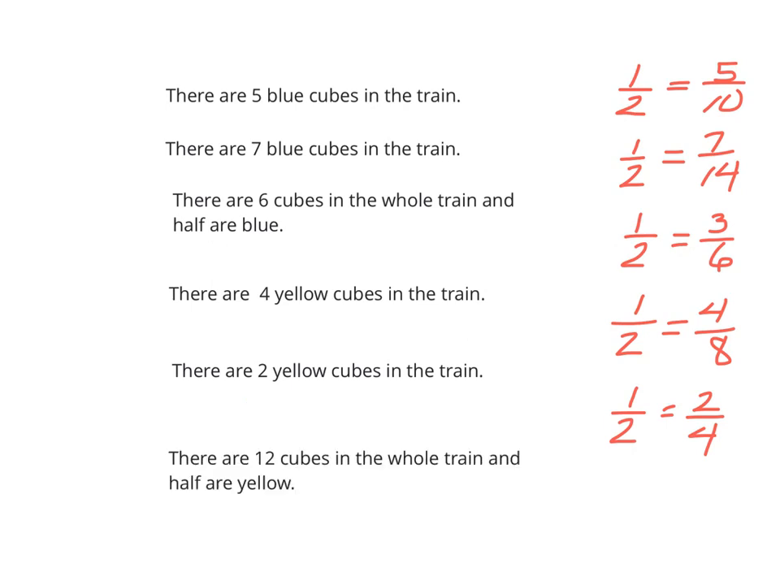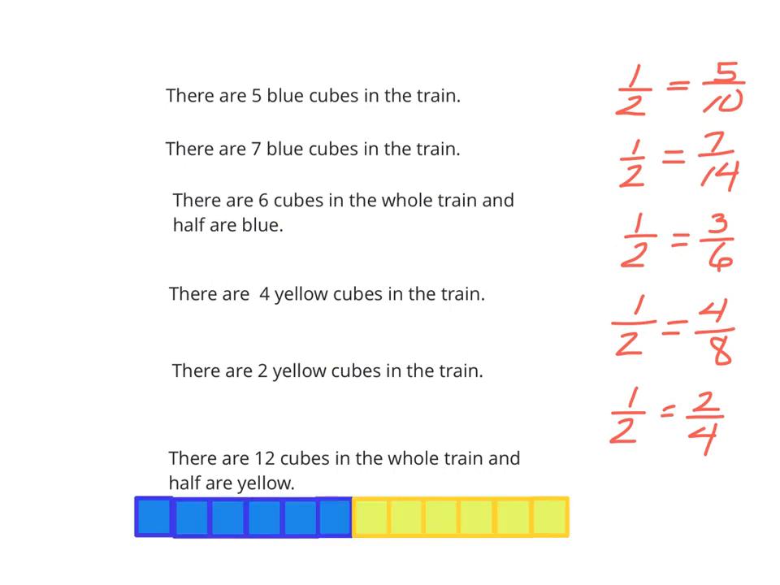There are 12 cubes in the whole train and half are yellow. Okay, be careful with this riddle as well. I'll read it one more time. There are 12 cubes in the whole train and half are yellow. Build this train and then check with your partner. Pause the video until you're ready.